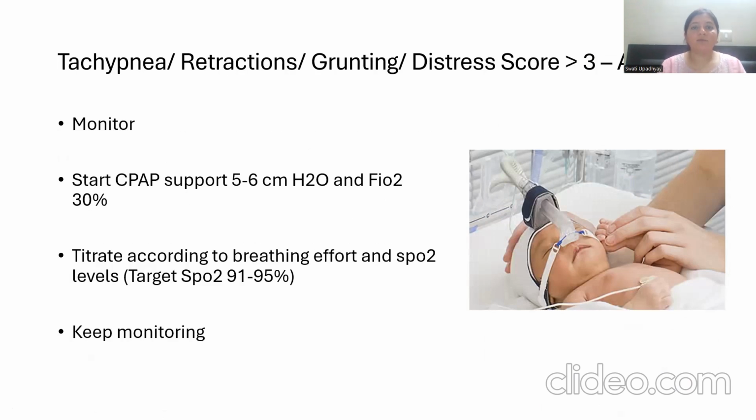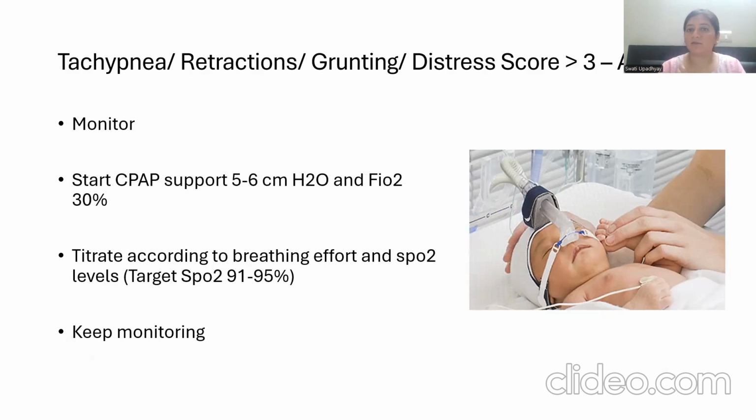So now if a baby has too much of fast breathing, that is baby has tachypnea, there are severe retractions, baby is making a grunting sound, the distress score is more than 3, that means this baby is having difficulty in breathing. Here we need to monitor the baby closely.